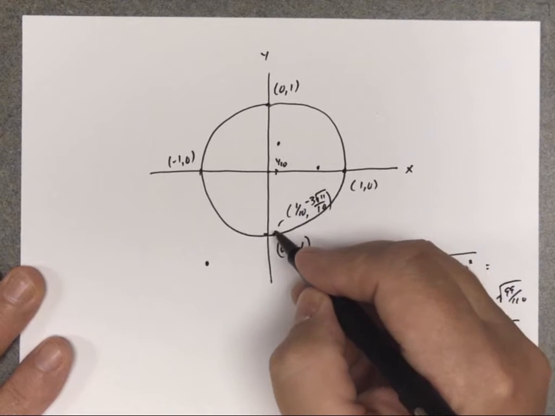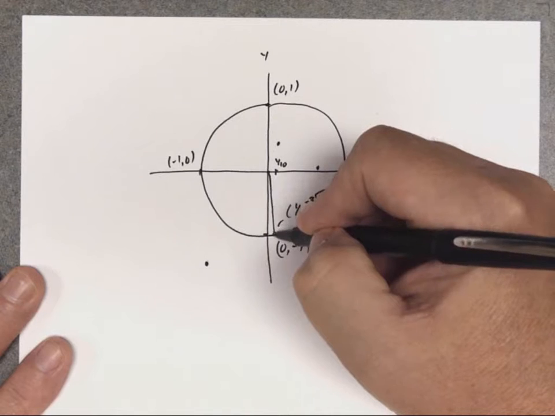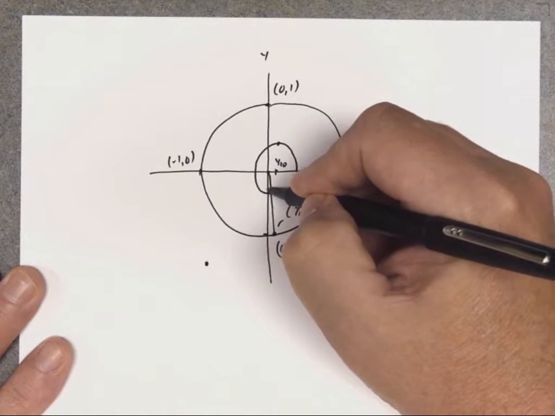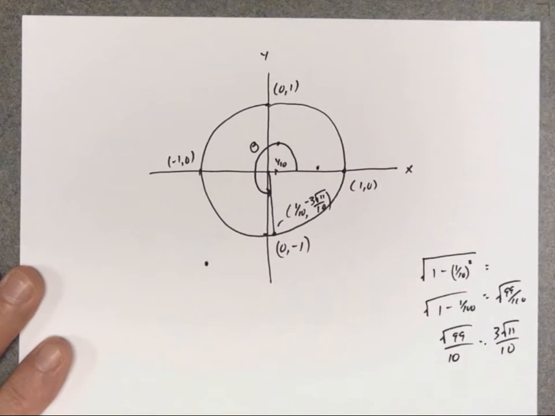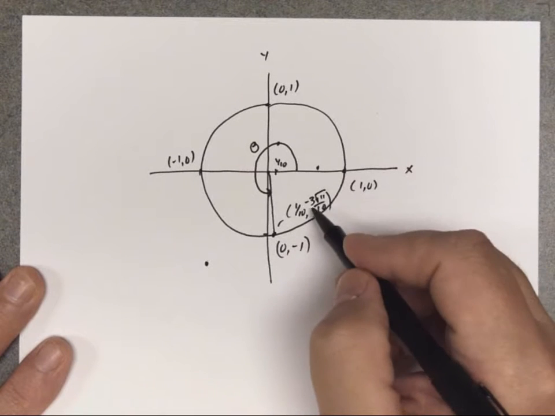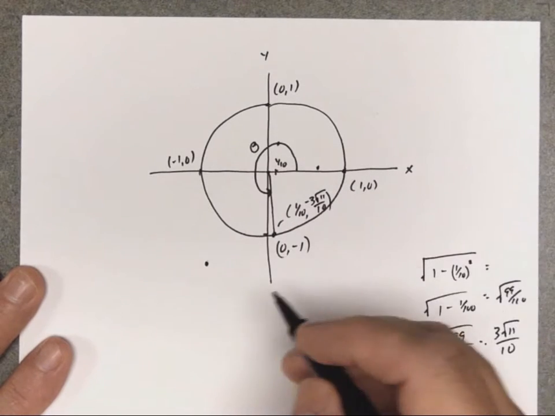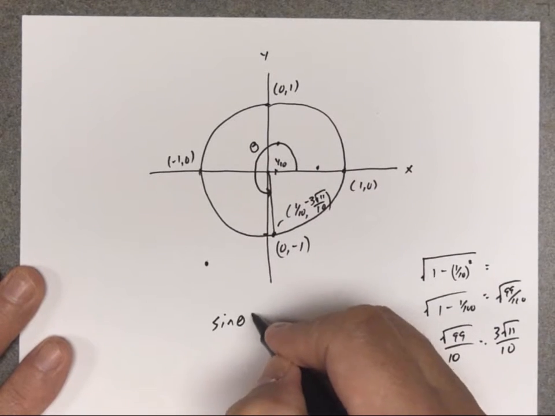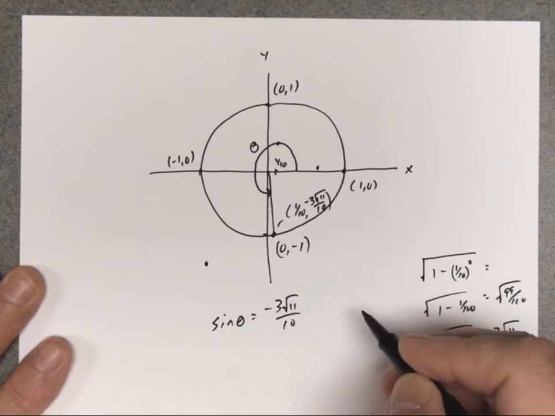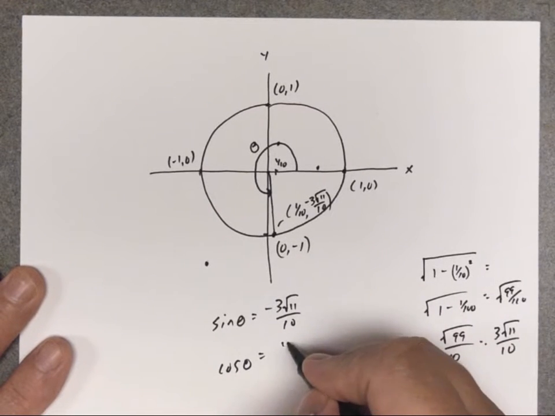So here's the point. Now, I'm going to create an angle. I've got this point here. The x is 1/10, the y is negative 3 square root of 11 over 10. Now I'm going to look at the angle here, and right away, I can say the sine of that angle is my value of y, negative 3 square root of 11 over 10. And the value of the cosine of that angle is 1/10.